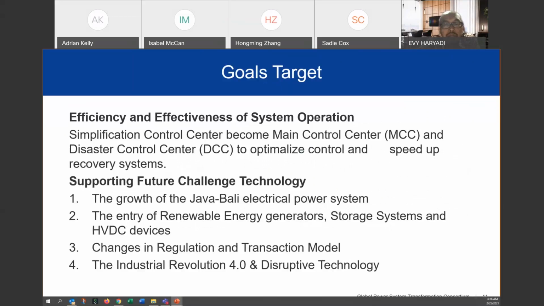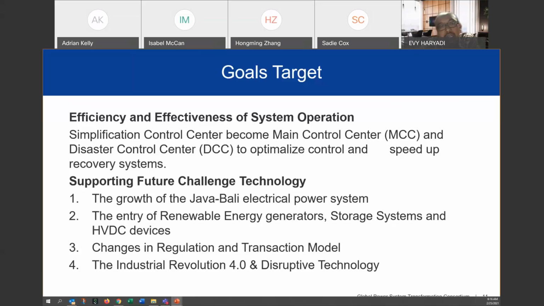Our goal for building the new control center is, first, to simplify our existing control center to become just one main control center and one disaster control center, to optimize the control and speed up our recovery system. Another goal is how we support future challenge technology.